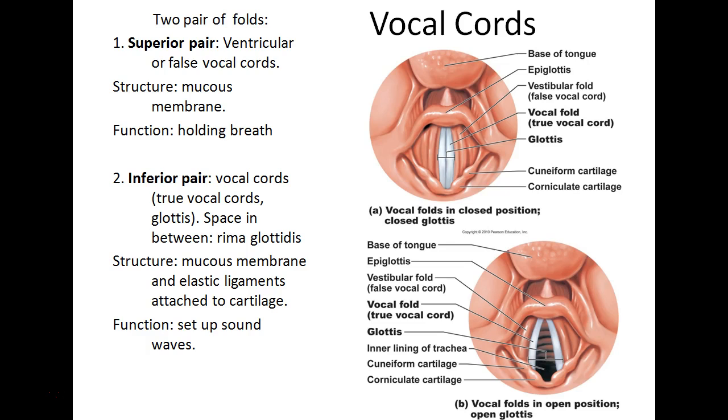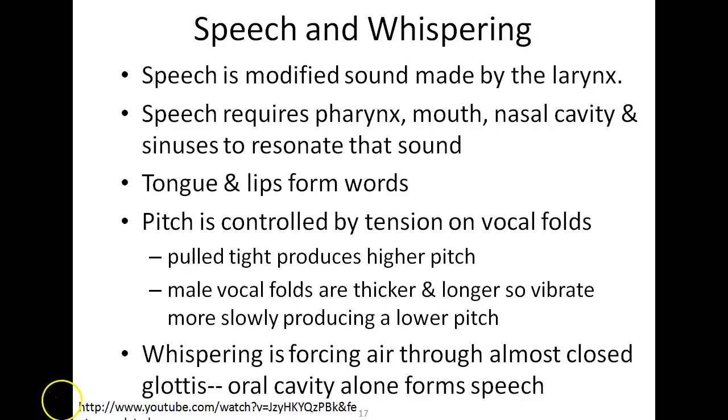When we talk about sound production, it occurs at the vocal folds. What happens is when we expire, or in other words breathe outward, those vocal folds are going to vibrate. And that vibration produces what's called speech. Speech is going to be a modified sound made by the larynx. But once we make that sound, we must modify it by using things like our lips, the pharynx, nasal cavity, sinuses, tongue and lips. These all modify that sound.